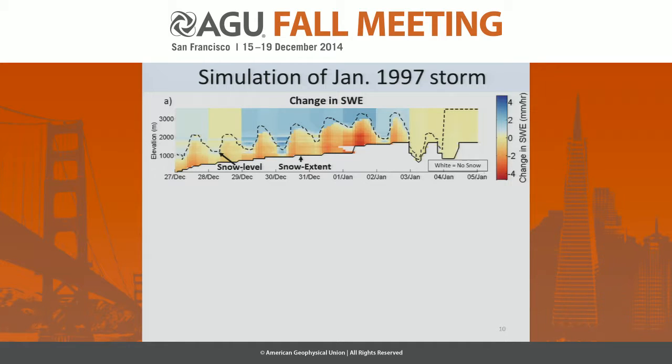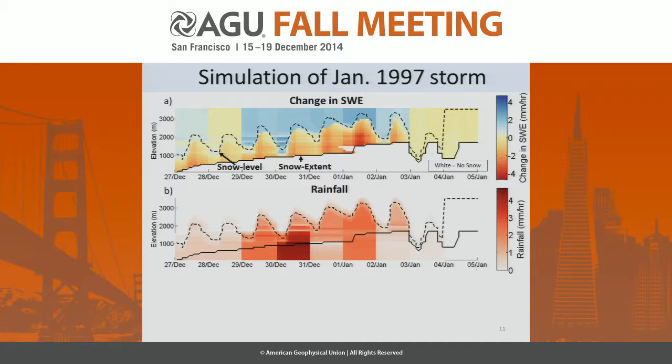So these are simulated results for the storm showing, for elevation and time, the change in SWE. The blue colors are indicating we have snowfall above the snow level, and the red are showing melting snow. And we can compare those rates with the rainfall amounts that are occurring below the snow level, and we see that they have comparable snowmelt and rainfall rates.